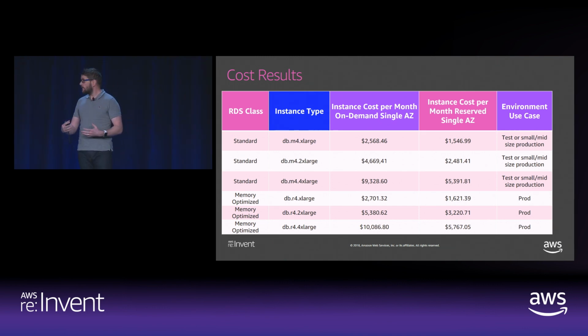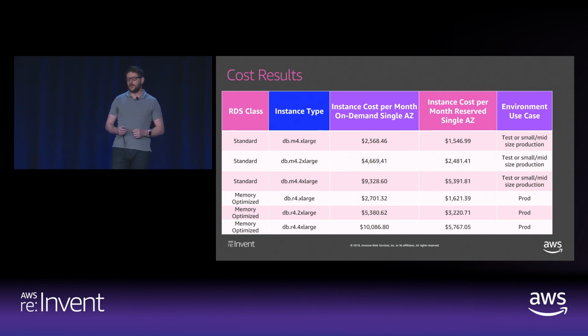Now, obviously, the results that we have shown here are looking at the single instance cost, but we can't just double that cost up to actually look at the multi-AZ model itself.